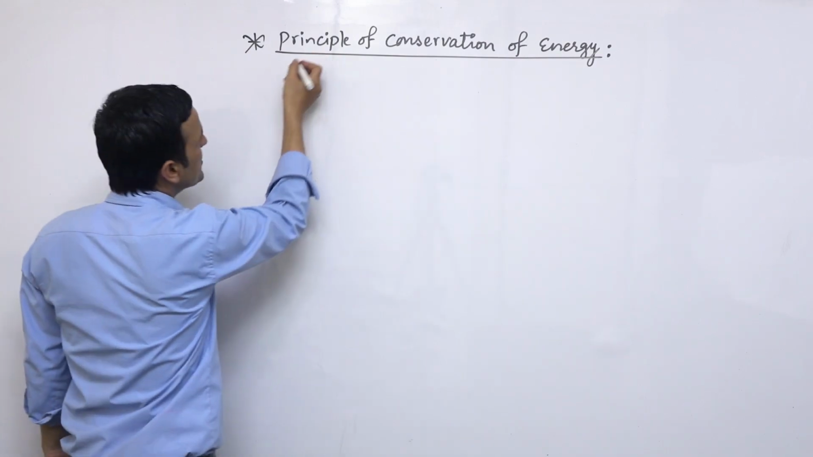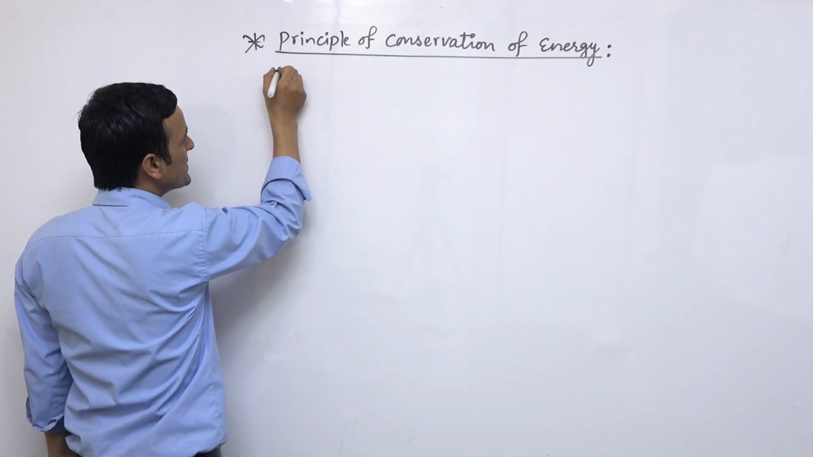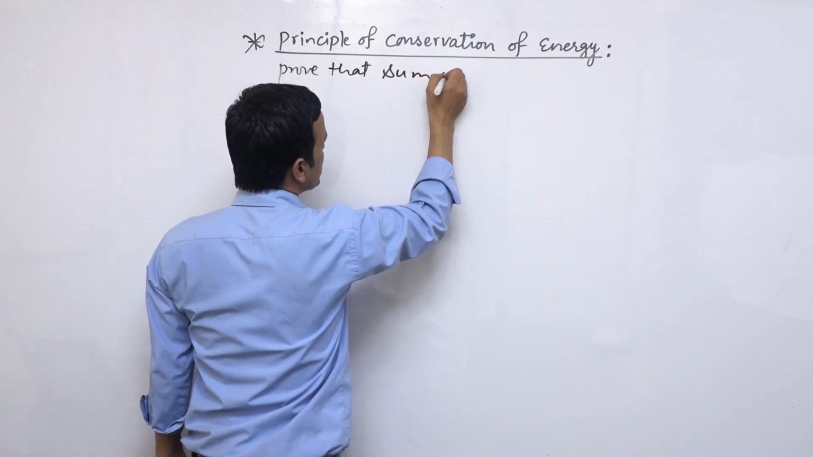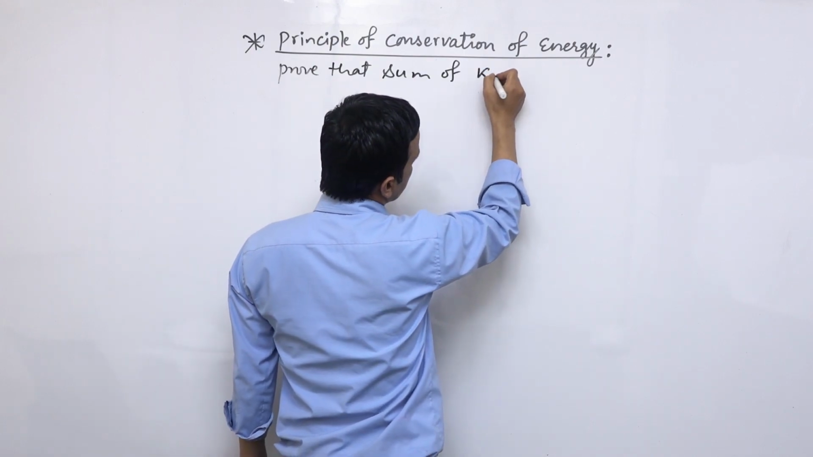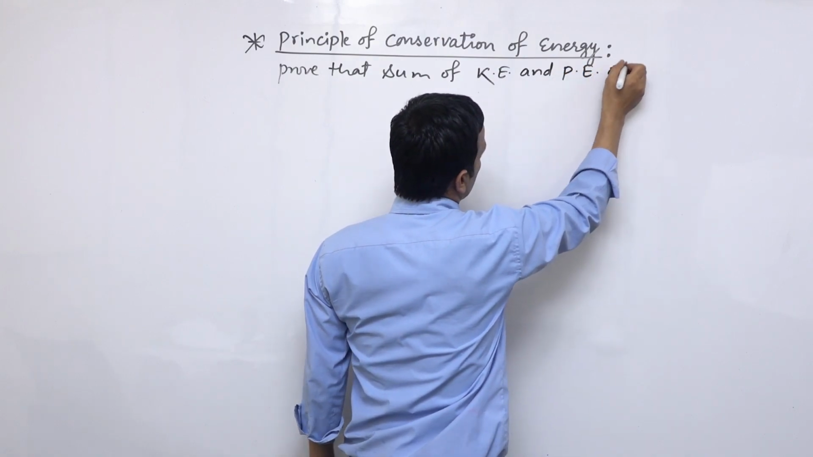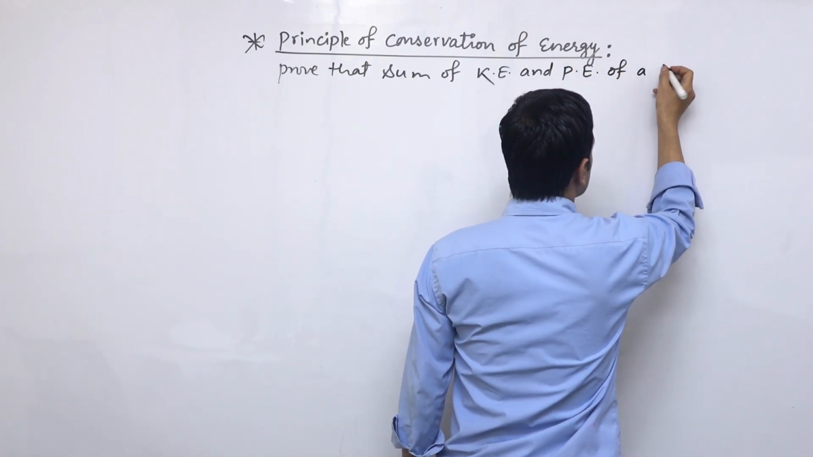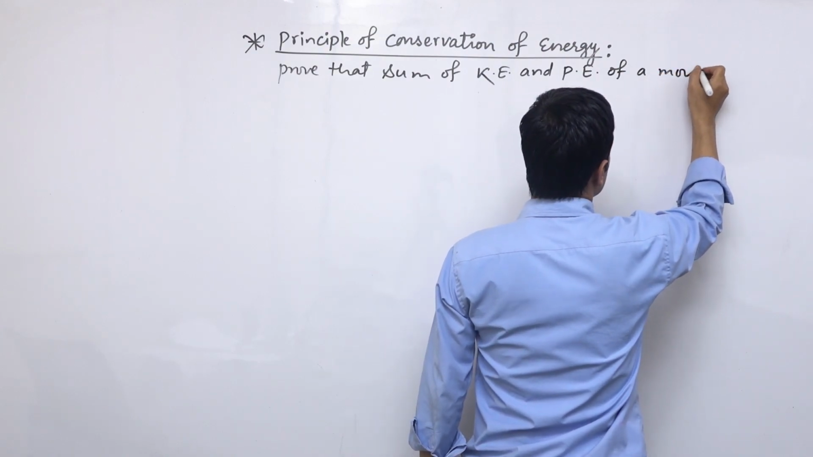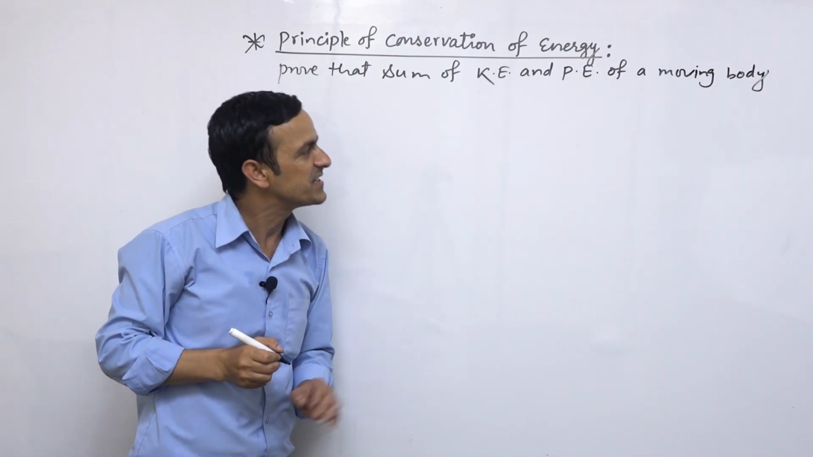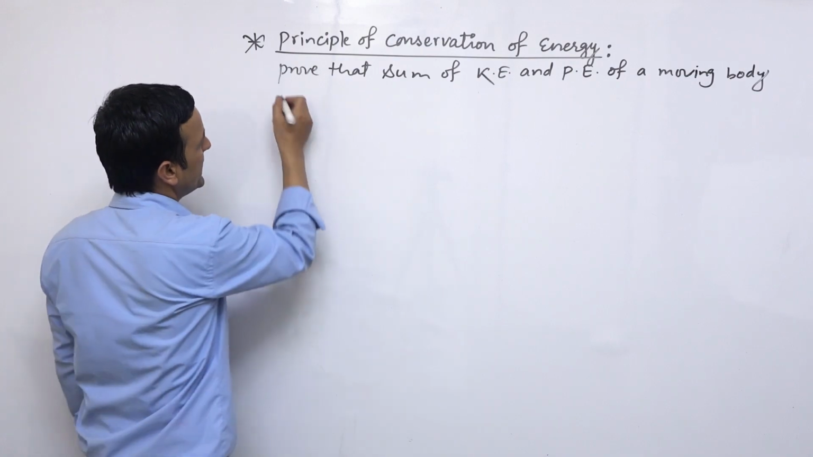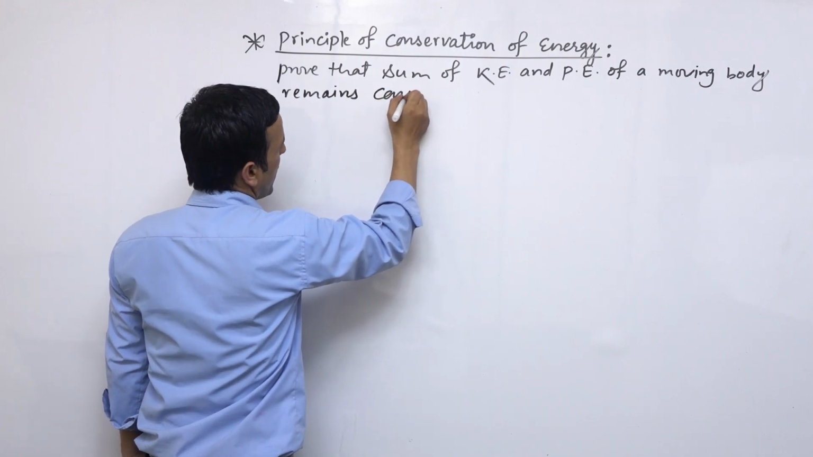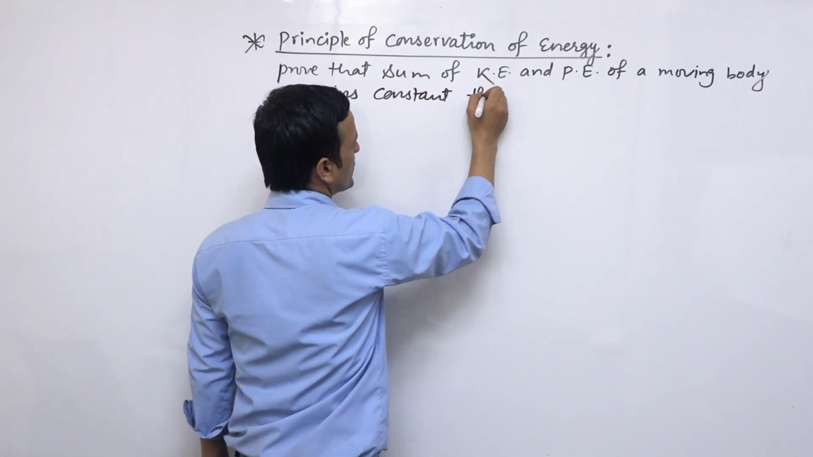So this is one question that comes from this chapter. Prove that sum of kinetic energy, that means KE, and potential energy of a moving body remains constant throughout the motion.